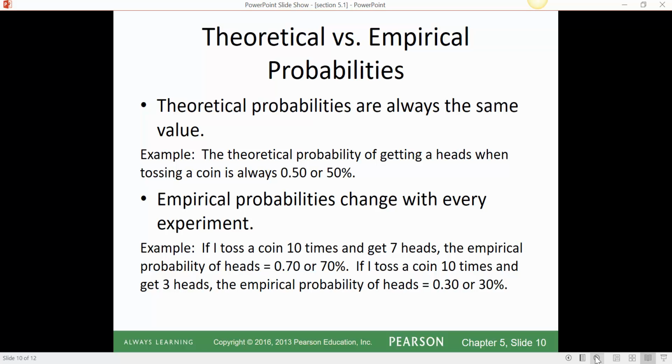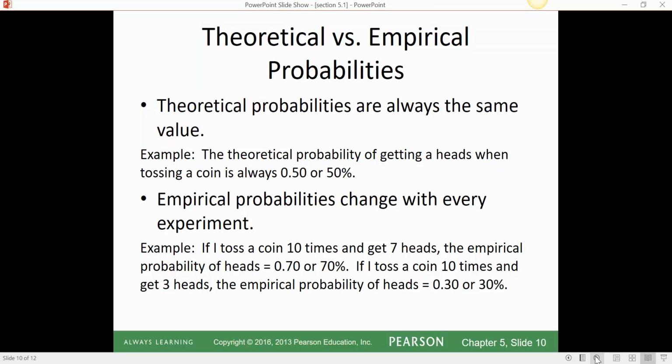So here's comparing theoretical versus empirical probabilities. As I was saying before, theoretical probabilities are always the same value. For example, the theoretical probability of getting heads when tossing a coin is always 0.5 or 50%, right? That's an agreed upon number. Tails and heads are both equally likely.